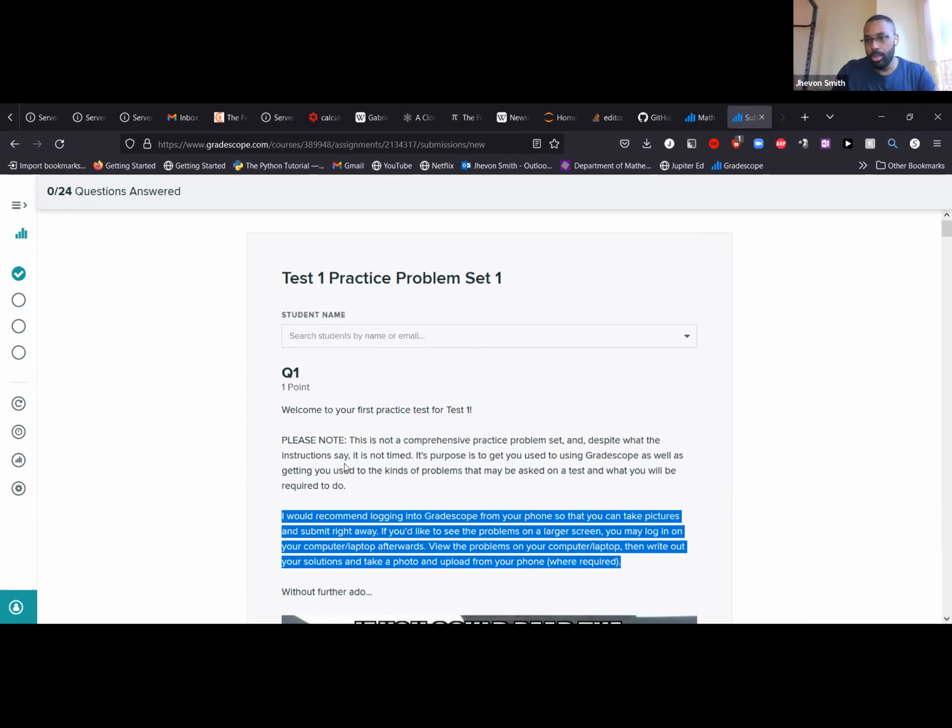Question? So, sorry, you kind of just answered my question, but we will be able to log in both on our phones and on our computers? Yes. With no issue. Okay. Yes. Now, I do think, at least this was the last time I used Gradescope, this was the case.